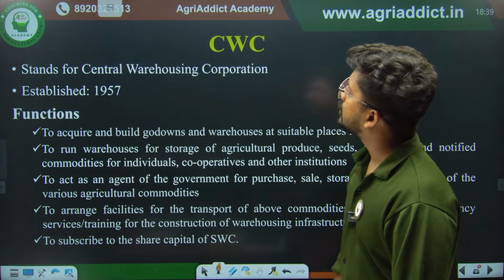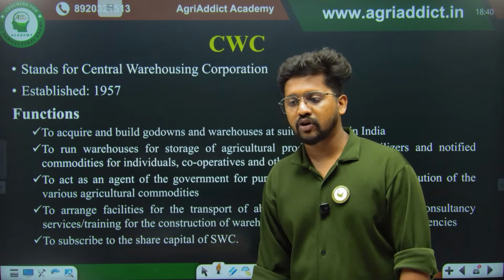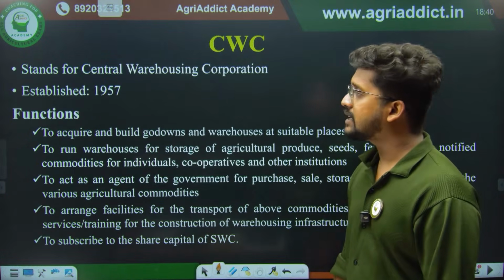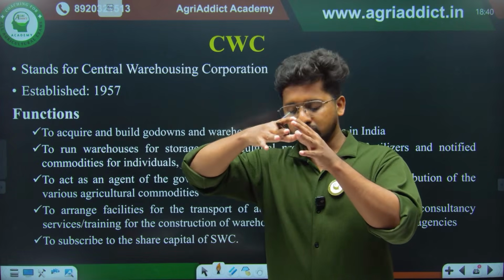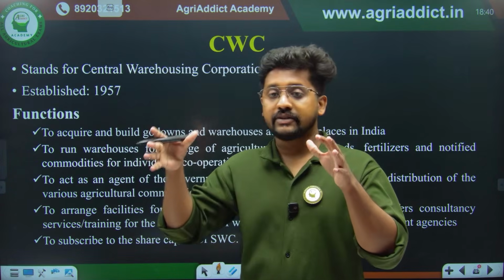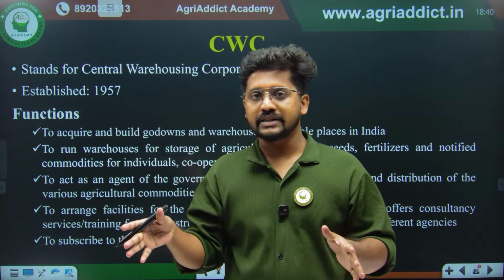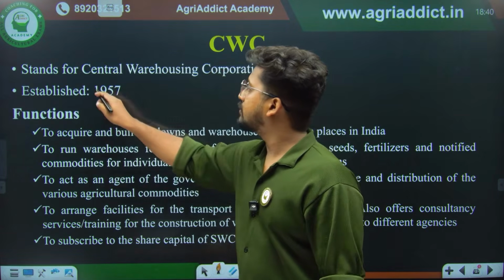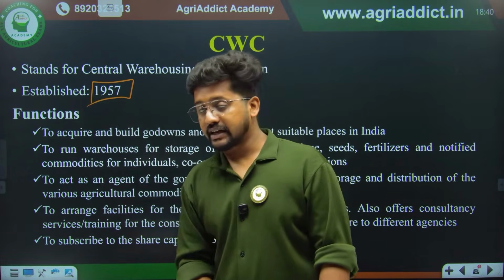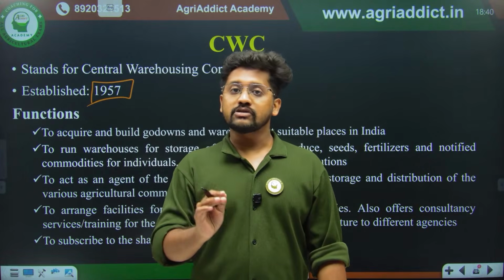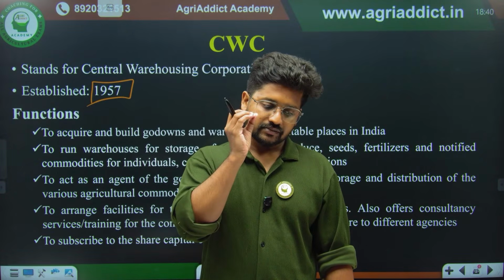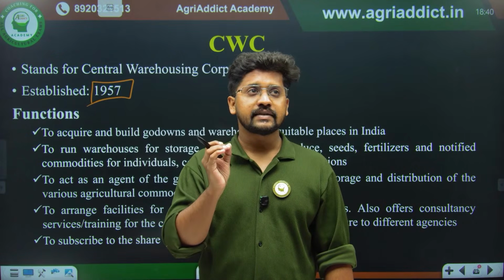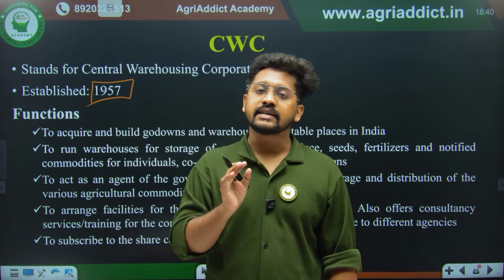Then there is something called Central Warehousing Corporation and State Warehousing Corporation. The Central Warehousing Corporation is the head, to coordinate the activities of the different state warehousing corporations. This was formed in the year 1957. The first State Warehousing Corporation was established in 1956 in the state of Bihar.